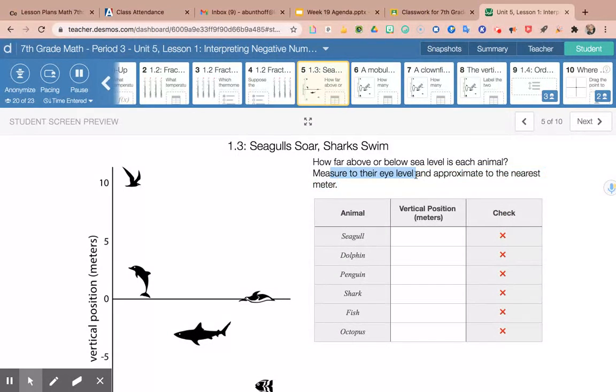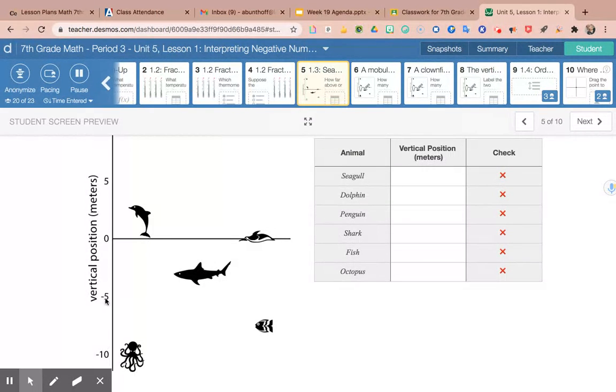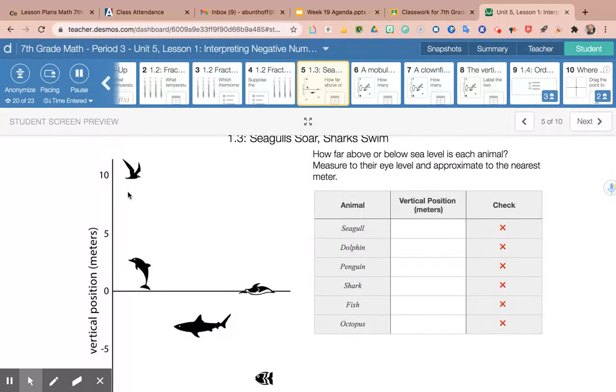Measure to their eye level. So you'll notice some of these animals take up more than one location. You're going to want to put their position based on their eye level. So look at their eyes and locate where it is. You're going to approximate to the nearest meter. So all these numbers are going to be whole numbers. There's no decimals. If it's below sea level, you're going to put a negative. If it's above, it will be positive.